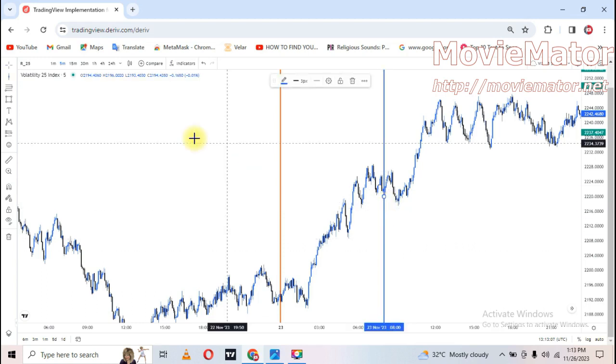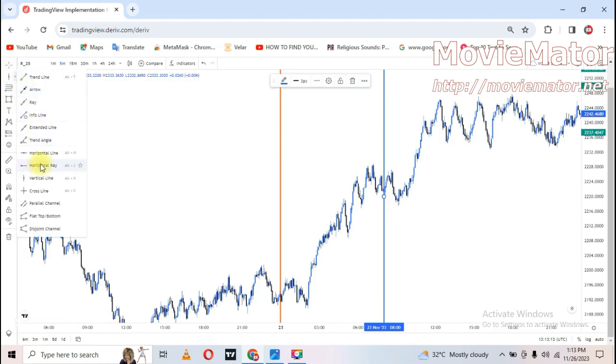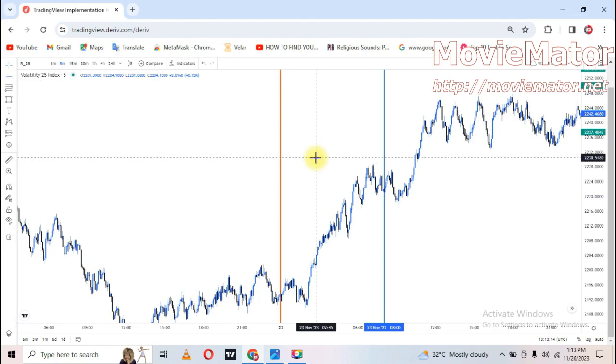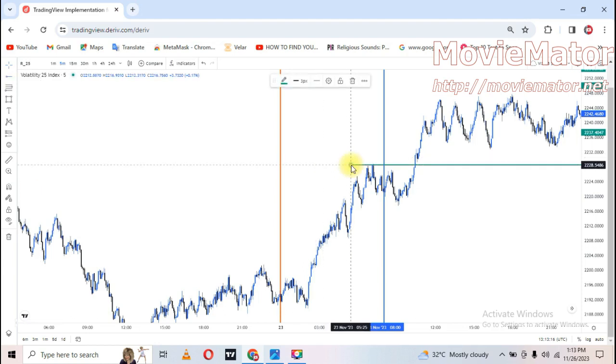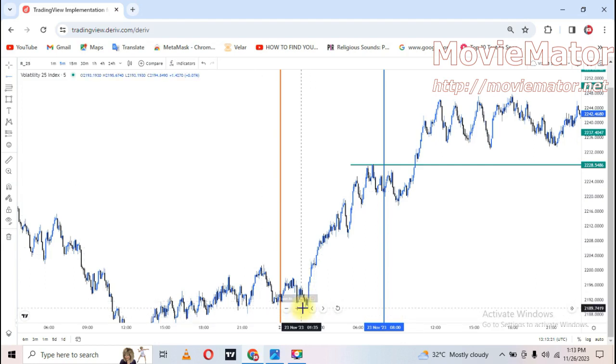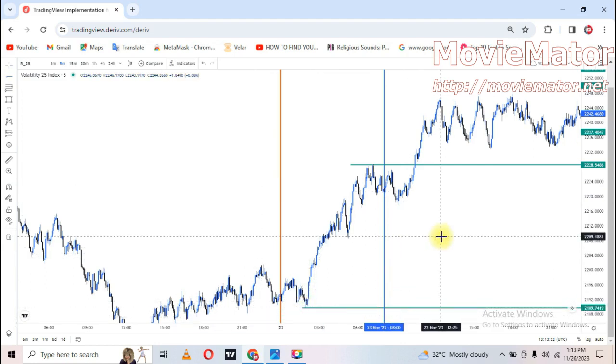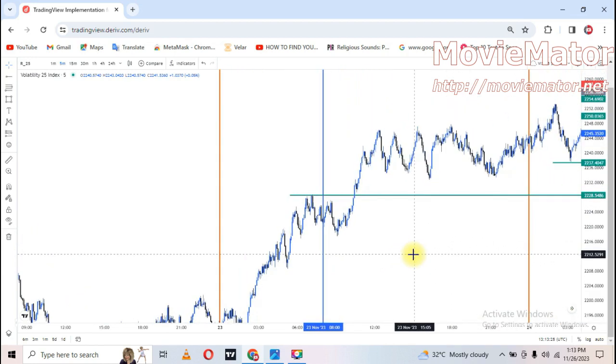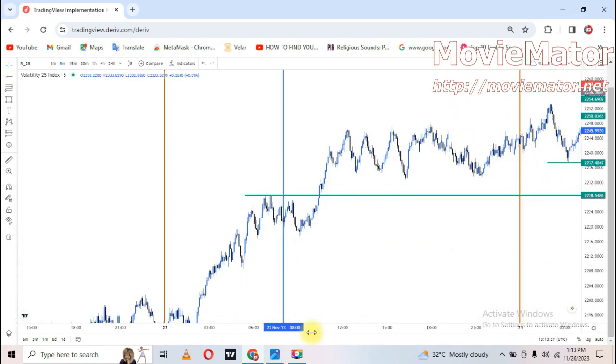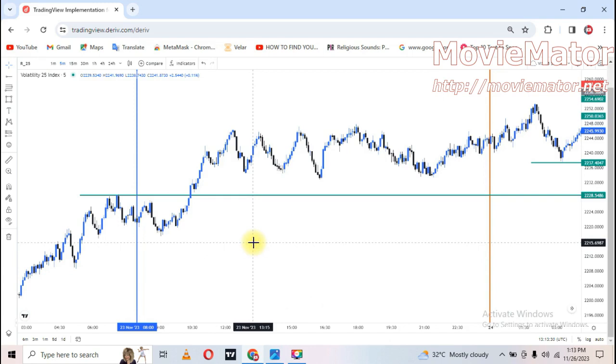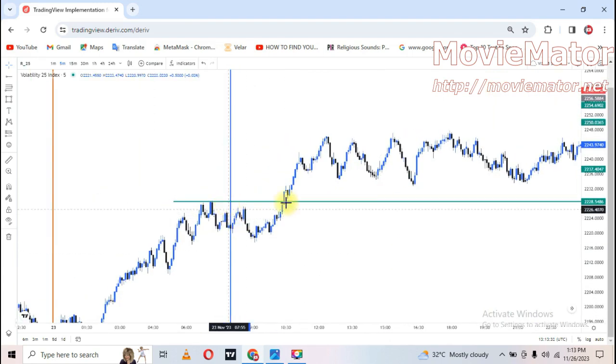Okay, so this is my 8 o'clock. Let me calibrate my high of the day at that time. So this is my high, and then this is my low, right? But what did price do here? Let me open it, right? So price worked this high, so we'll be looking for only sell opportunities.